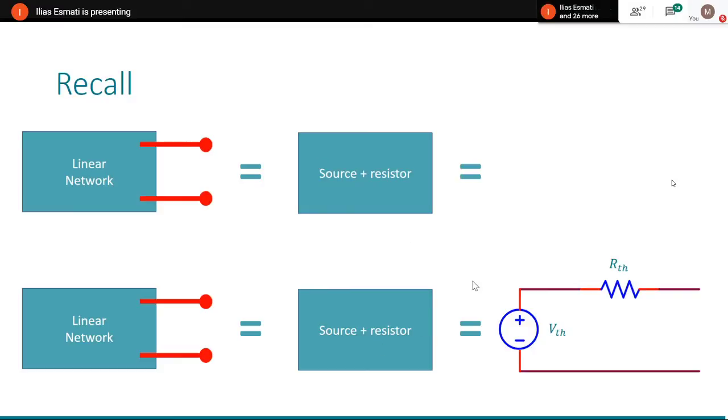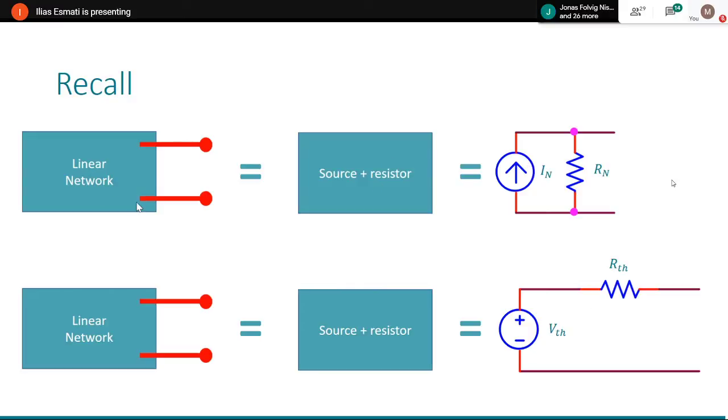Or the other one was that my linear network can be replaced by a source and resistor, the Norton current, N for Norton and I for the current, and a resistor. So these were the 2 ways we can represent a linear network.